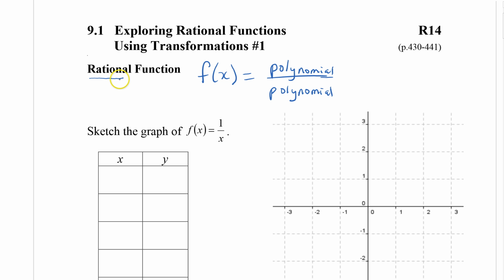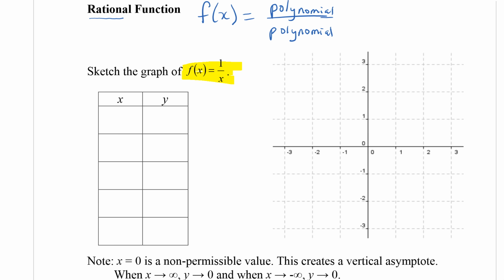A rational function, similar to a rational number, which can be expressed as a fraction, is a function that can be expressed as a fraction where the top and the bottom, the numerator and the denominator, are both polynomials. One of the most straightforward examples is 1 over x. But we're going to see a whole variety of types of polynomial numerators and denominators as we work through this. So our first task here is to sketch the graph of f of x equals 1 over x.